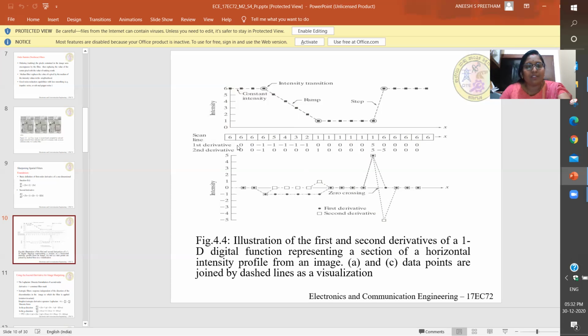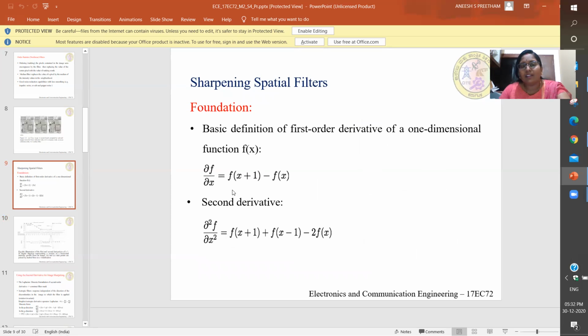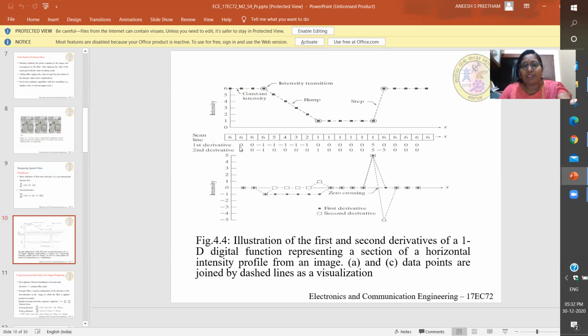This is the first derivative value. The formula says f of x plus 1 minus f of x. If you consider this as f of x, the second place, f of x is 6, so 6 minus 6 is equal to 0. That is, f of x plus 1 minus f of x.